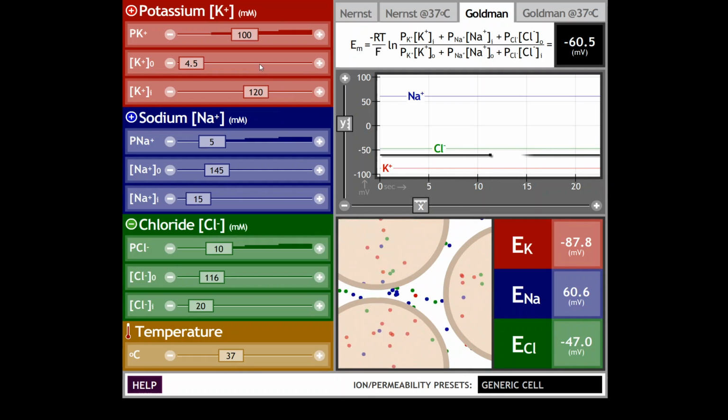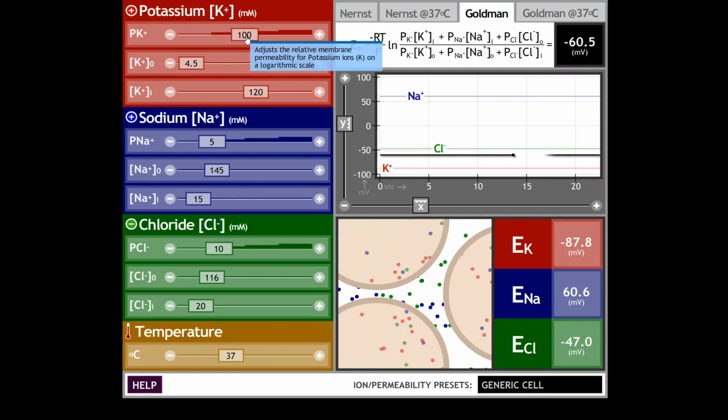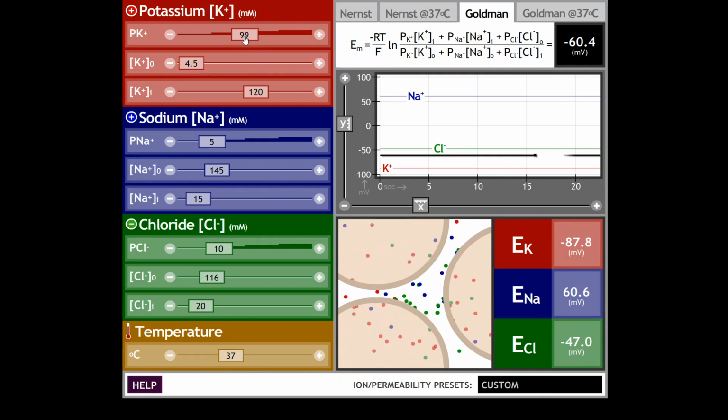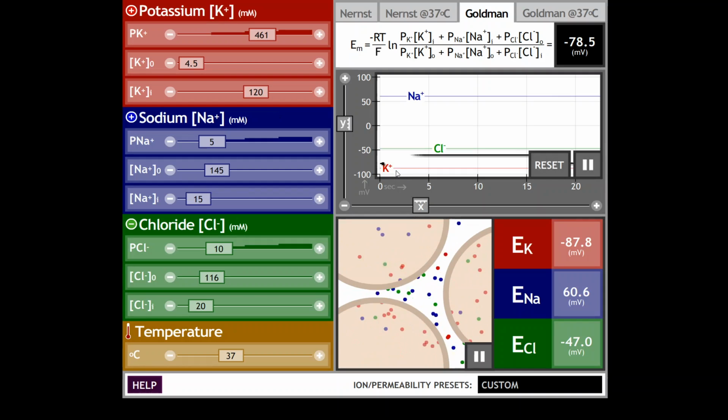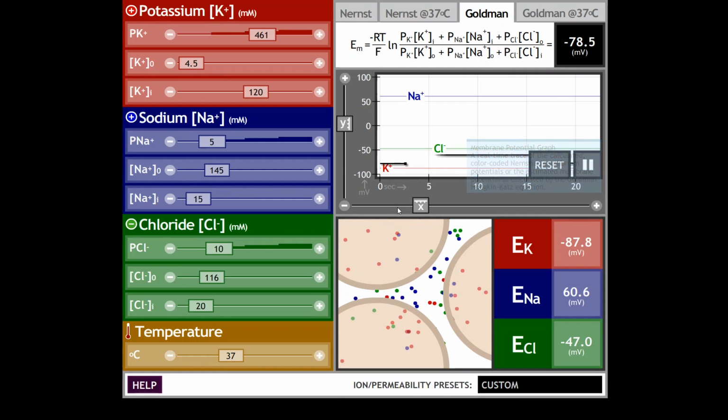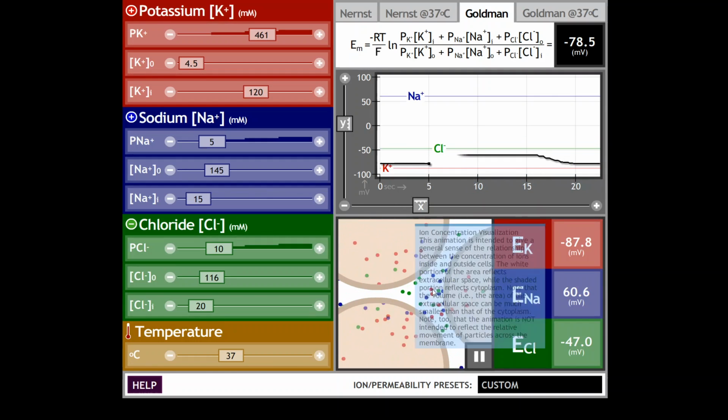Okay, let's see if we open some more potassium channels. If we raise the relative permeability, then we should see the membrane potential get closer to the equilibrium potential for potassium.